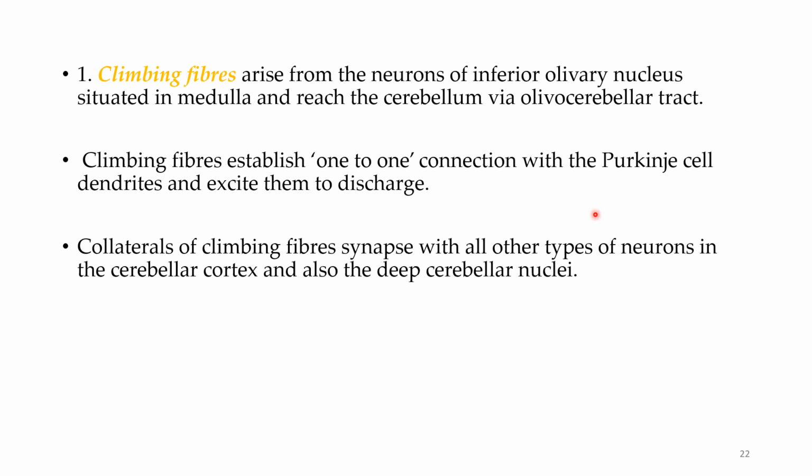The climbing fibers arise from the inferior olivary nucleus, which is situated in the medulla, and reach the cerebellum via the olivocerebellar tract. The climbing fibers will establish a one-to-one connection with the Purkinje cell dendrites and they will excite the Purkinje cell. The collaterals of climbing fibers synapse with all other types of neurons in the cerebellar cortex and also with the deep cerebellar nuclei.